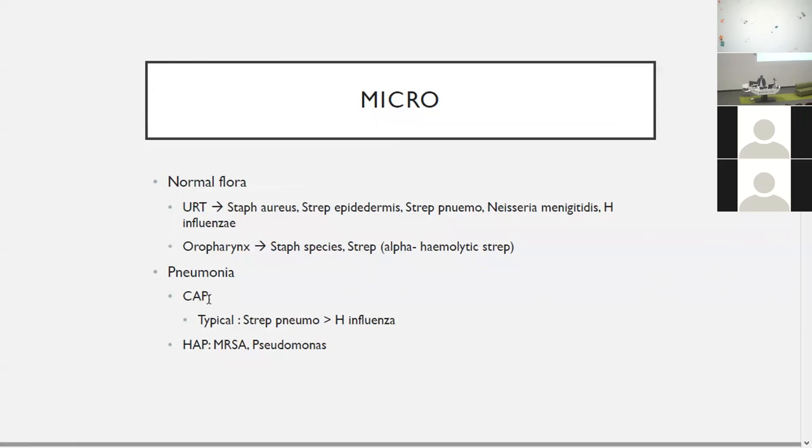Community-acquired pneumonia: the most common cause is Strep pneumoniae. Pneumonia is in the name. Then followed by H influenzae. But if it's hospital-acquired, that's a different case. For anything hospital-acquired, you can pretty much take a bet that it's likely to be MRSA. And you have your Pseudomonas and others.